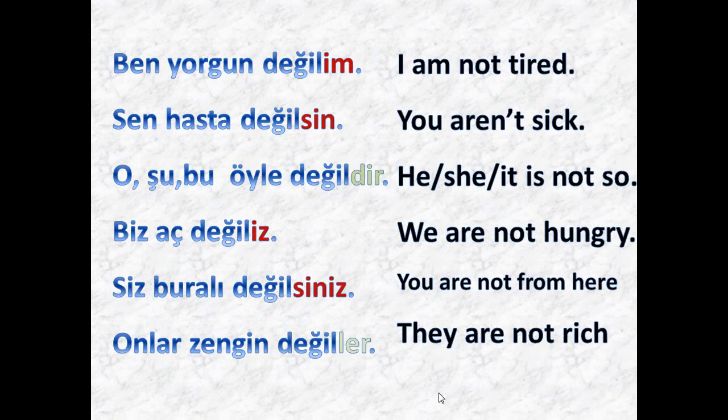Okay, here we have some examples in sentences to see how they work. Ben yorgun değilim, which means I am not tired. Yorgun means tired. Sen hasta değilsin. You aren't sick. Hasta means sick. O, şu, bu, öyle değil. Öyle means so, in a certain way. And here we say he, she, or it is not so.